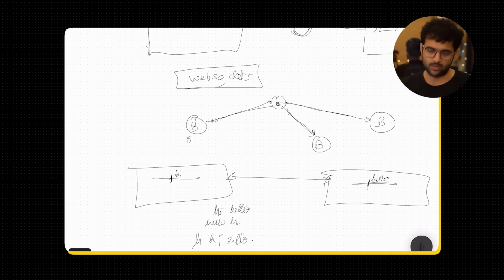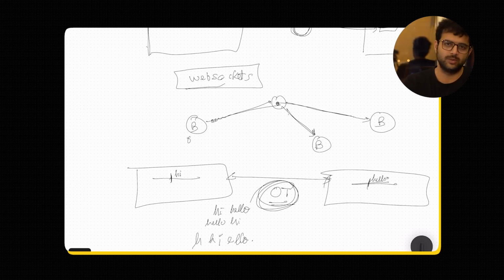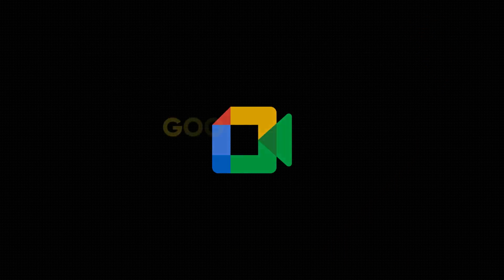How do you solve this problem? It's solved using something called operational transforms, which is something you can read about. That is what is the mode of this business and the most difficult thing to build in Google Docs. Cool. Moving on, a Google Meet clone.